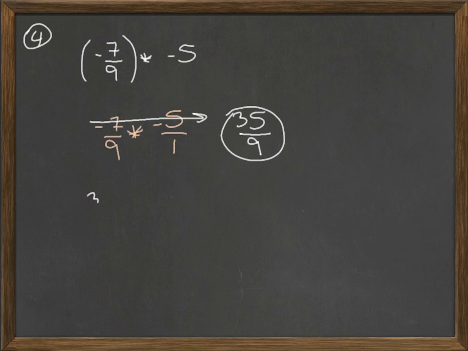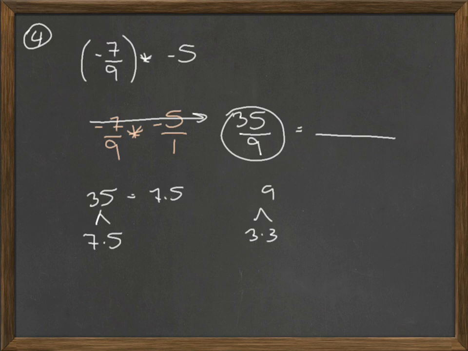But again, let's say you're just kind of panicking or worried. The prime factorization of 35 is 7 times 5. The prime factorization of 9 is 3 times 3. So if I write these two numbers out as a product of their prime factors, I can see that nothing cancels out.